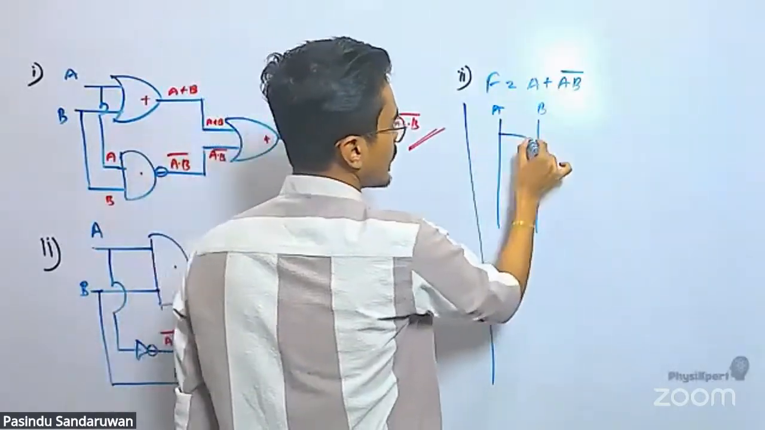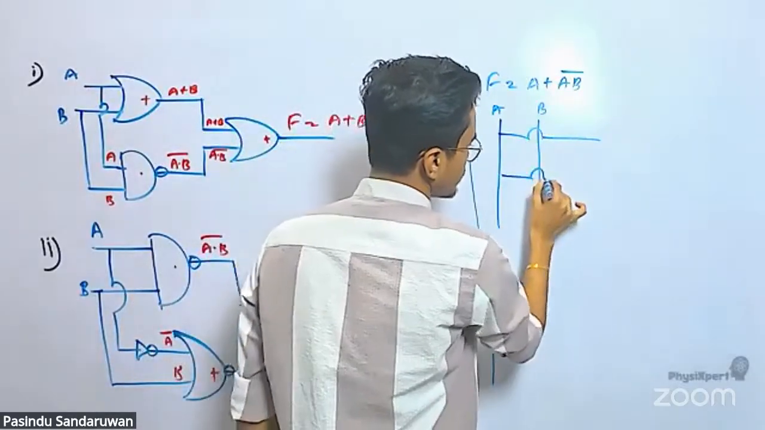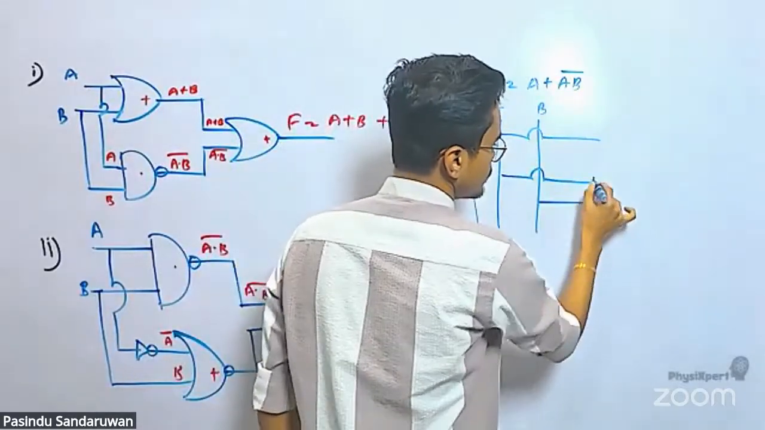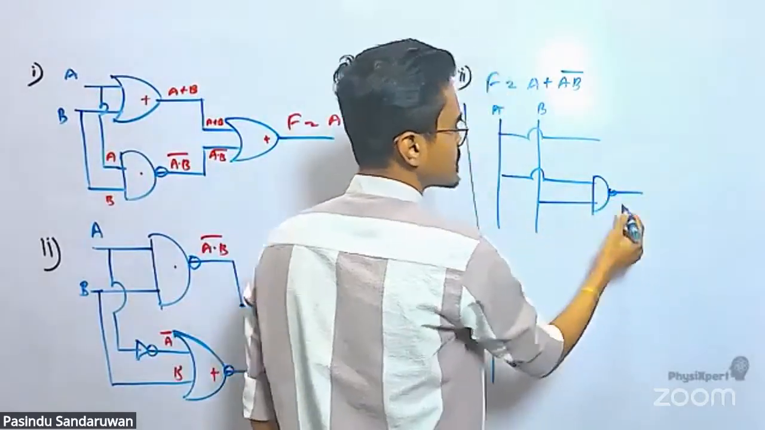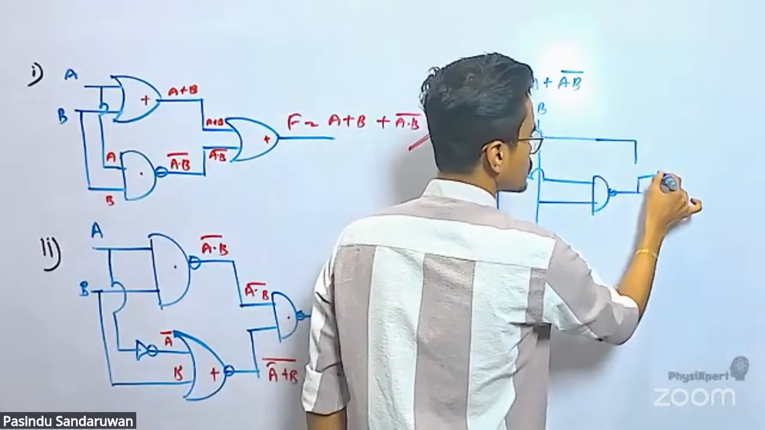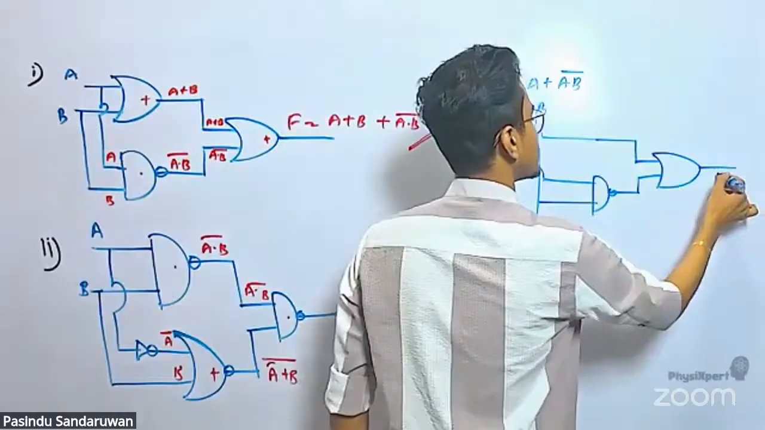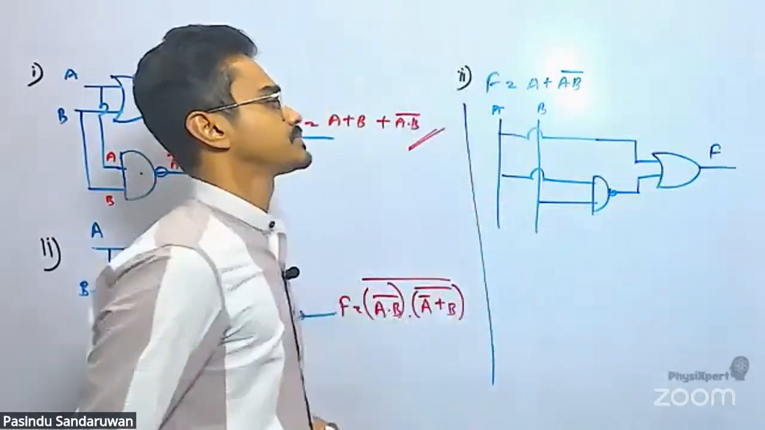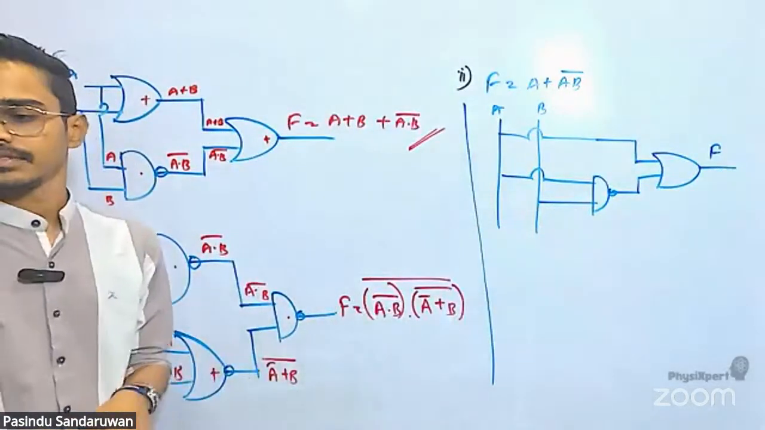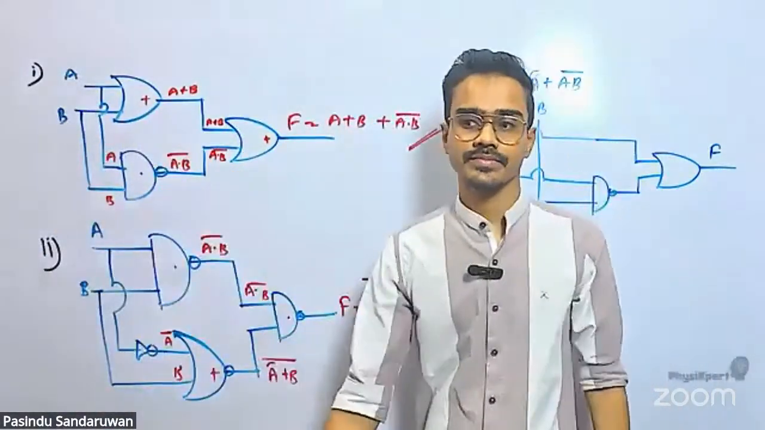Then A is here. Here I need AB bar. Take A from here, B from here. If you connect it to a NAND gate, what comes out is AB bar. Then I need the plus. Connect these two to this gate again. Now the output is this.